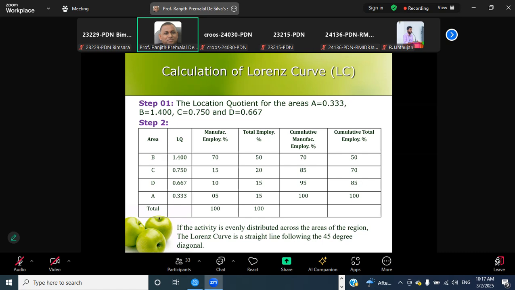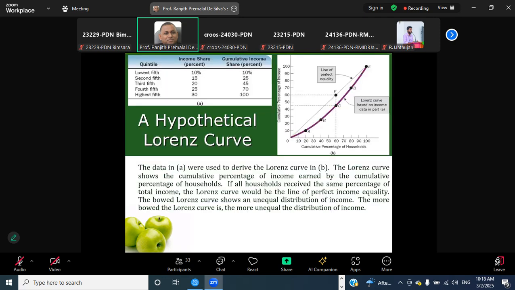and if the activity is evenly distributed across the areas of the region, the Lorenz curve is a straight line following the 45-degree diagonal. So if you plot it, there's an example here. You can see it should be a straight line. But because of inequality, you won't get a straight line, you get a line below that. So the deviation from the straight line shows the amount of inequality. So the straight line is called the line of perfect equality.